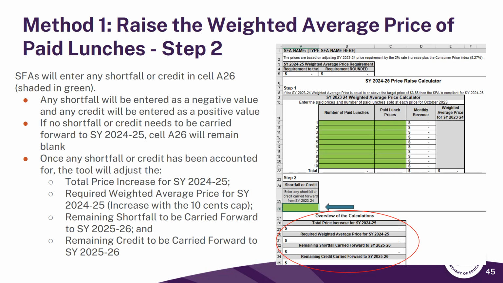Once any shortfall or credit has been accounted for, the tool will adjust the total price increase for school year 24-25, required weighted average price for school year 24-25, increase with 10-cent cap, remaining shortfall to be carried forward for 25-26, and remaining credit to be carried forward for 25-26.